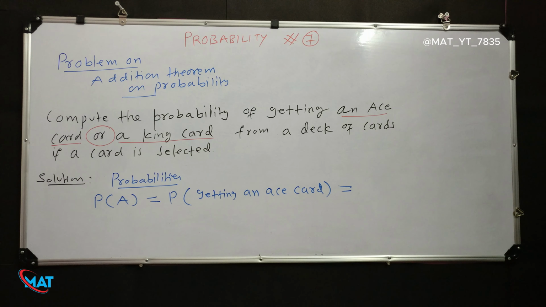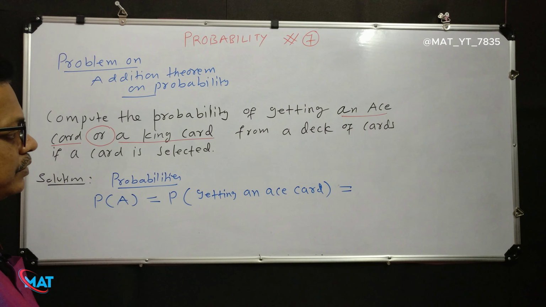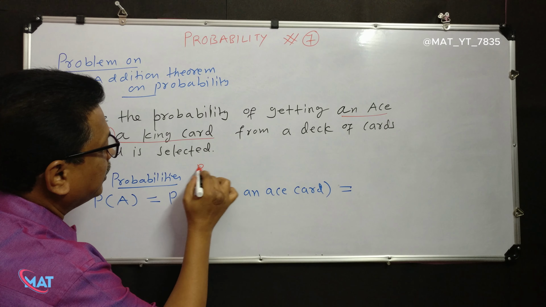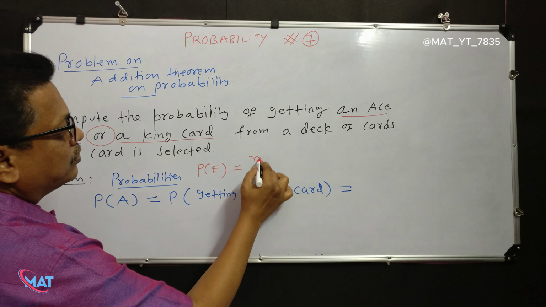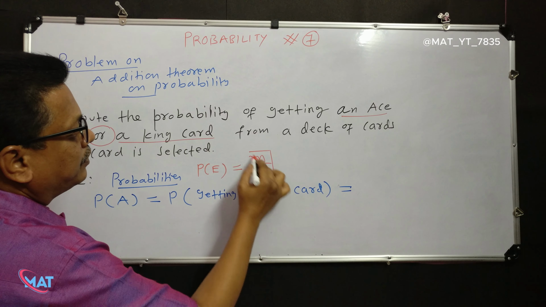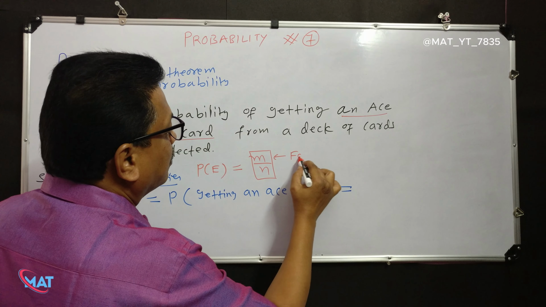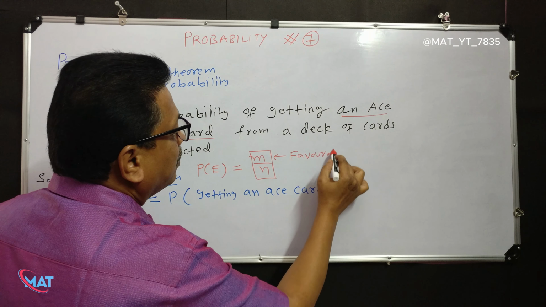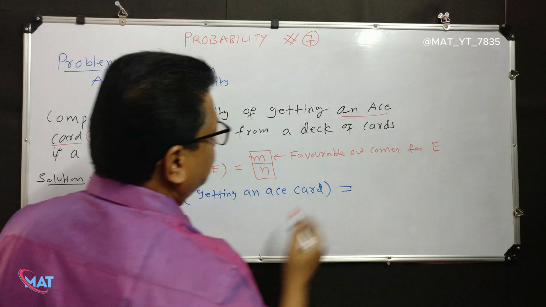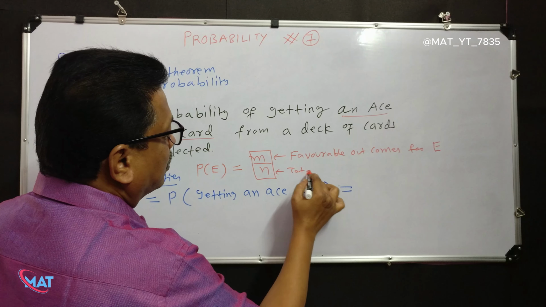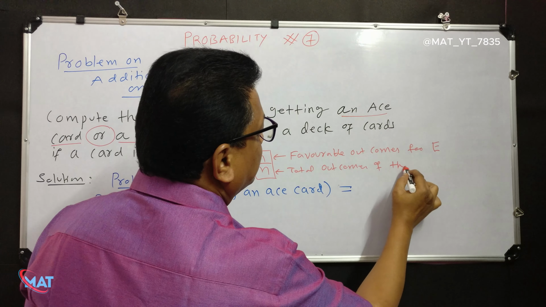The main formula I already gave you is small m over small n. Write the probability of an event: if you want to compute the probability of any event E, it is equal to small m by small n, where small m stands for favorable outcomes for E and n stands for total outcomes of the random experiment.